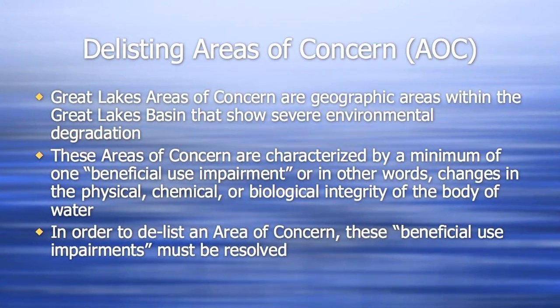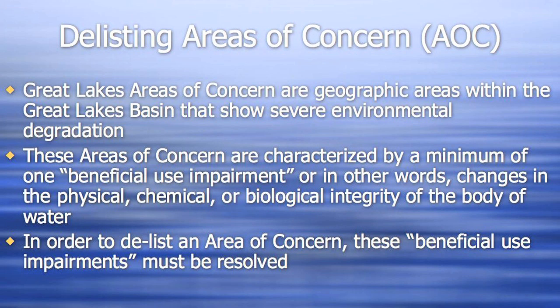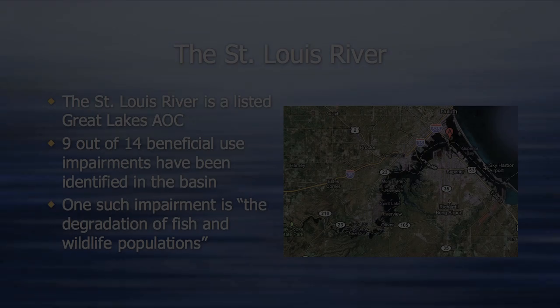Areas of concern are geographic areas within the Great Lakes Basin that show severe environmental degradation. These locations are characterized by beneficial use impairments, which are changes in the physical, chemical, or biological integrity of the water. To delist an area of concern, these impairments must be resolved.